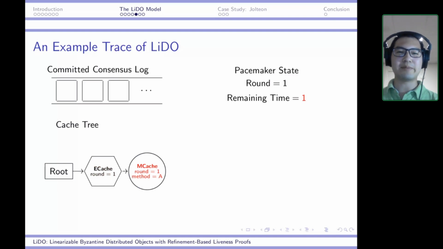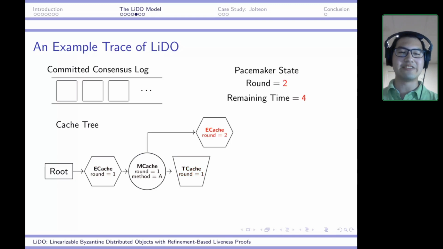Now, it tries to commit this method A, but say due to network failure or not enough time, it fails, and this results in a T cache. So the pacemaker comes in and starts the second round. In the second round, fortunately, the leader sees the method proposed by the first leader, and so this E cache is drawn from the first M cache.